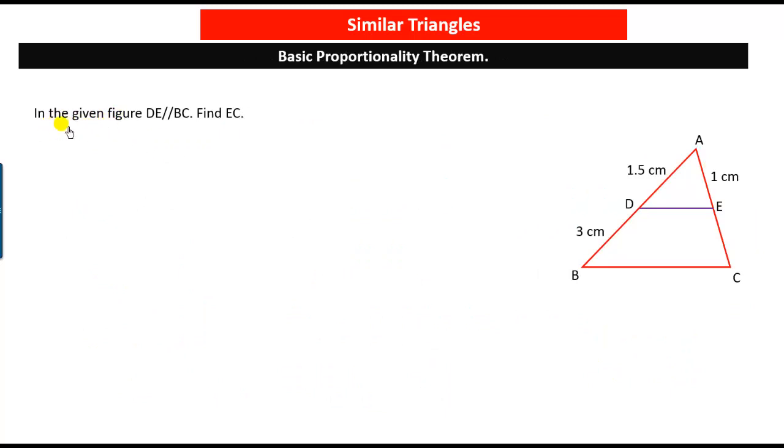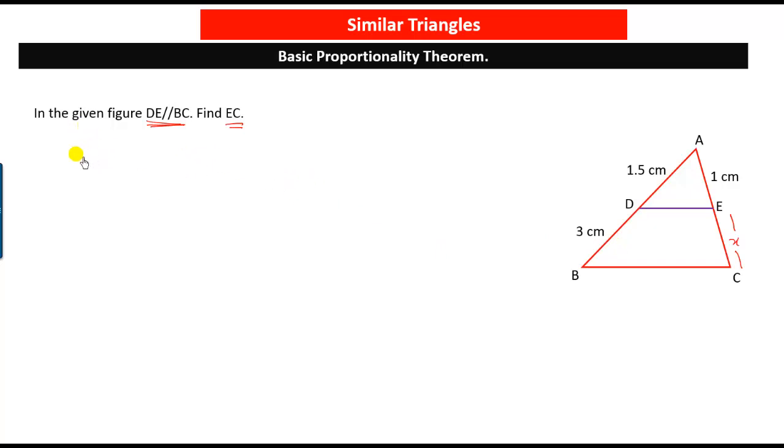The other question is, in the figure DE is parallel to BC, find EC. Here in the figure triangle ABC is given and it is said that DE is parallel to BC, and it is also given that AD is 1.5 centimeter, DB is 3 centimeter, AE is 1 centimeter, and we have to find EC.